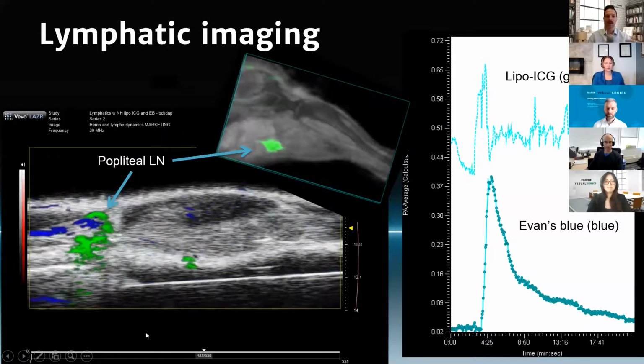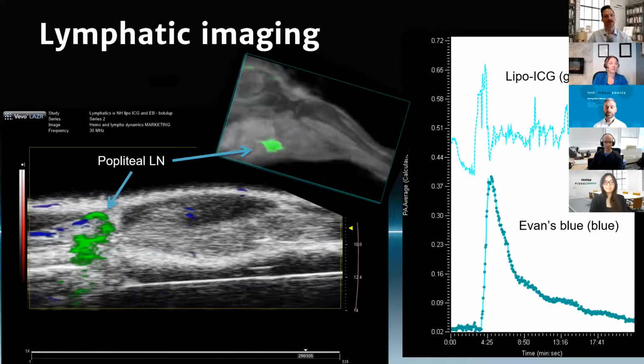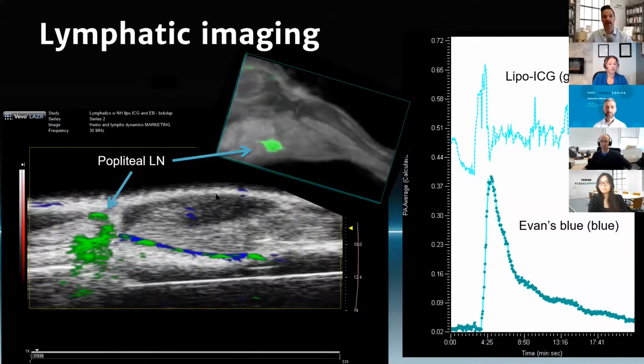So this is really looking at lymphodynamics in real time with photoacoustic imaging, a really neat tool. And again, maybe more of a niche area, but really intriguing because there really aren't that many in vivo tools to look at lymphatics.